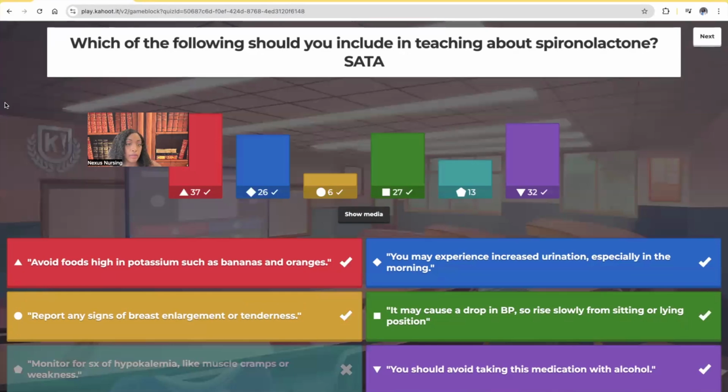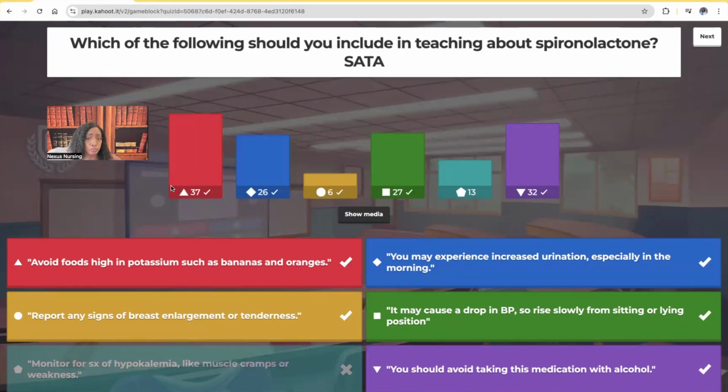Okay, guys, let's talk about this. Remember, when it comes to select all that apply, you have to treat them as true or false to increase your chances of getting the answer correctly. So when it comes to spironolactone, avoid foods high in potassium like bananas and oranges. Absolutely. Why? Because spironolactones make you hold on to potassium. They don't need any more.